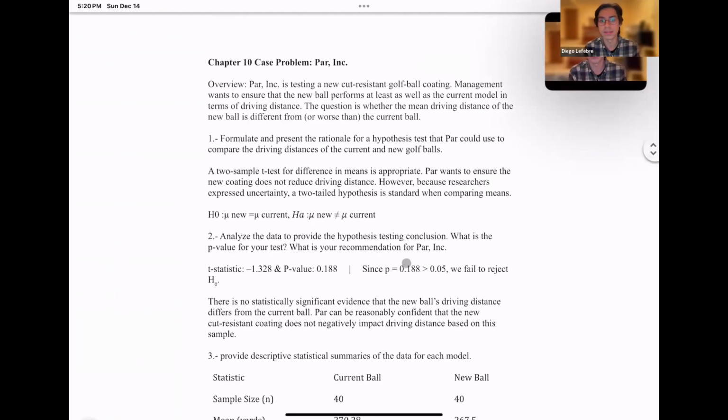The first case that we're going to look at is Part Inc. They initially wanted to test whether the new ball had the same or better distance in terms of the coverage that the ball was going to get. So with that, we started a two sample t-test to differentiate between the means, and that would give us an appropriate estimate as to if the new coating would give a better effect on the golf ball or make it worse. Initially, we wouldn't want the ball to be worse as it's supposed to be an improving and better product.